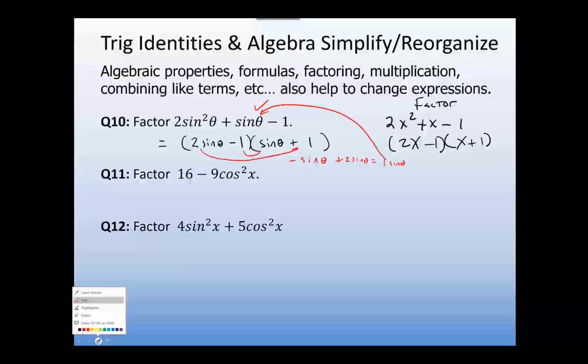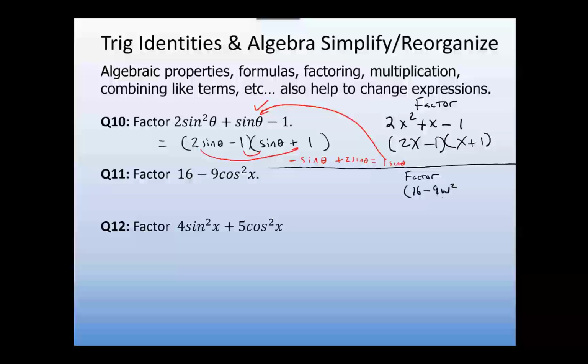Second, number 11. You recognize this, I hope, as something we've done in algebra. 16 minus 9w squared. It's a difference of squares, which factors. We've seen these before. Plus 3w, minus 3w. And then we can do the reverse. We can FOIL it out to check and see if it works.